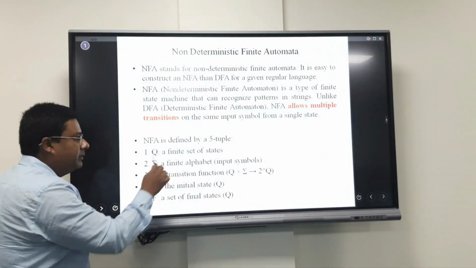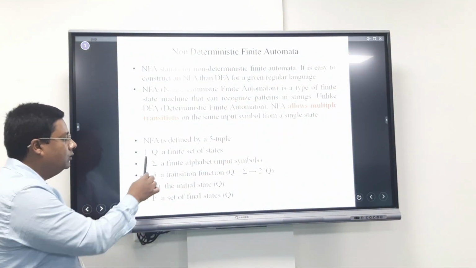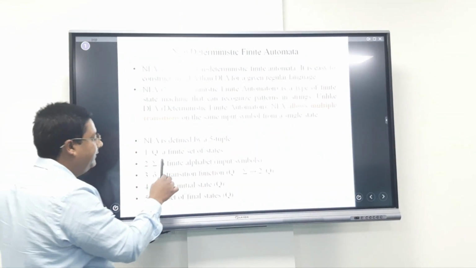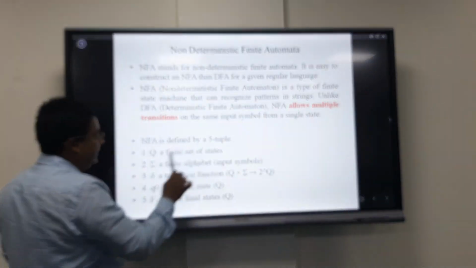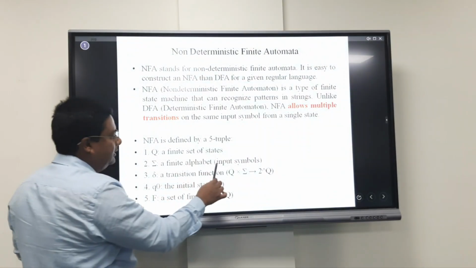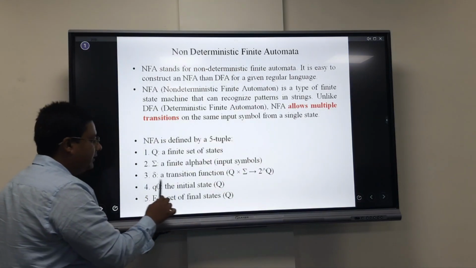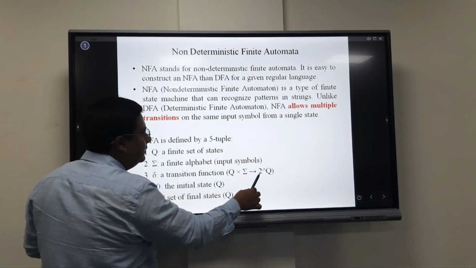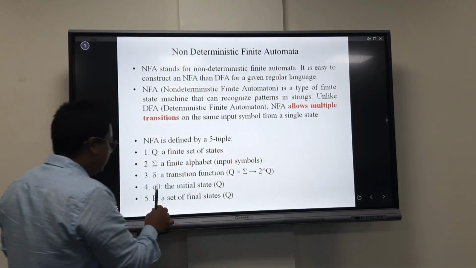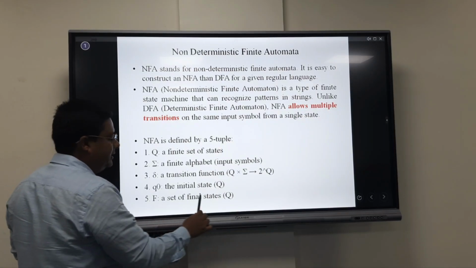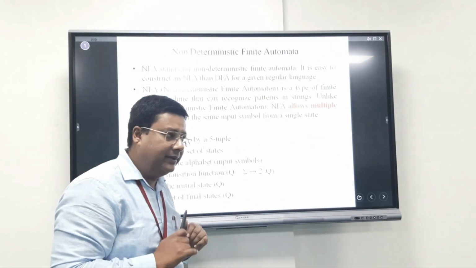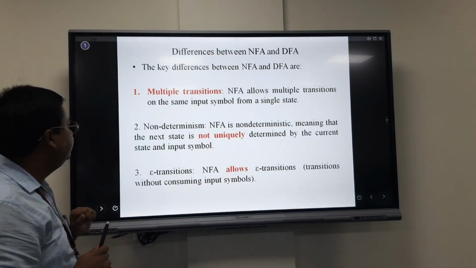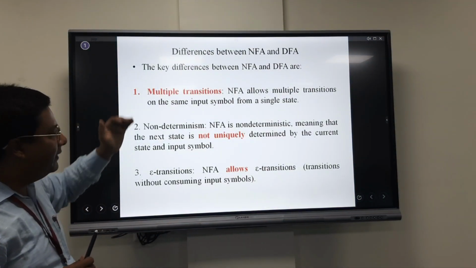It is also defined by five tuples. Q is the finite set of states, the same as in the DFA. Sigma is the finite alphabet of input symbols. Delta is the transition function, defined here with power set 2 to the power Q. Q0 is the initial state, and F is the set of final states. All the properties are the same as in the DFA.